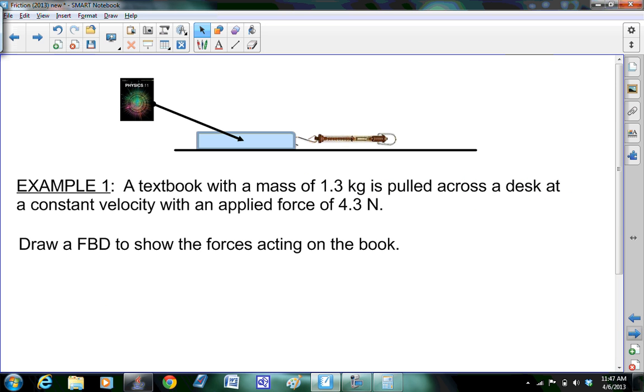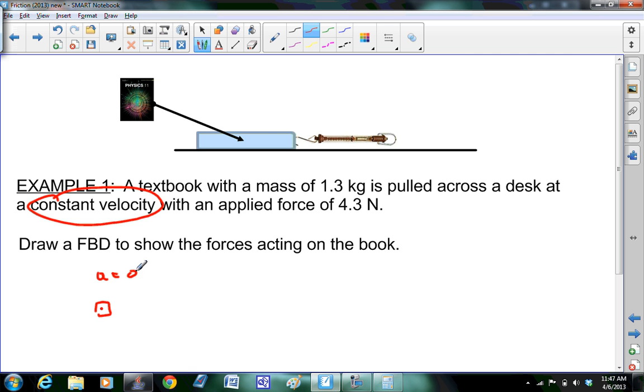So what we're going to be doing is looking at an example, and we've already done this in class, of moving a textbook with a mass of 1.3 kilograms across a desk at a constant velocity with an applied force of 4.3 newtons. Because we're moving at a constant velocity, we know that I'm not going to have an acceleration. So my acceleration is 0, which implies that my F net must be 0 as well. So my overall force acting on the book is 0, even though we're moving. So keep that in mind.